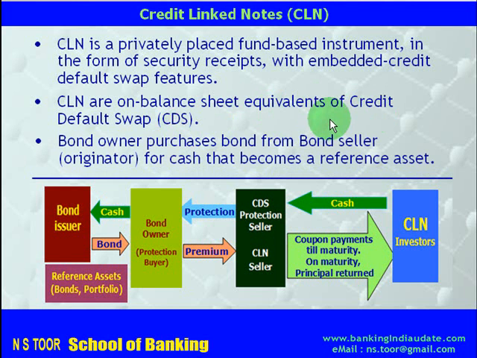How does the operation of CLN take place? So we have a bond owner who purchases a bond from the bond issuer by paying cash to him, and in return gets a bond from the bond issuer. Now this bond becomes a reference asset, and this reference asset carries credit default risk and credit deterioration risk also.